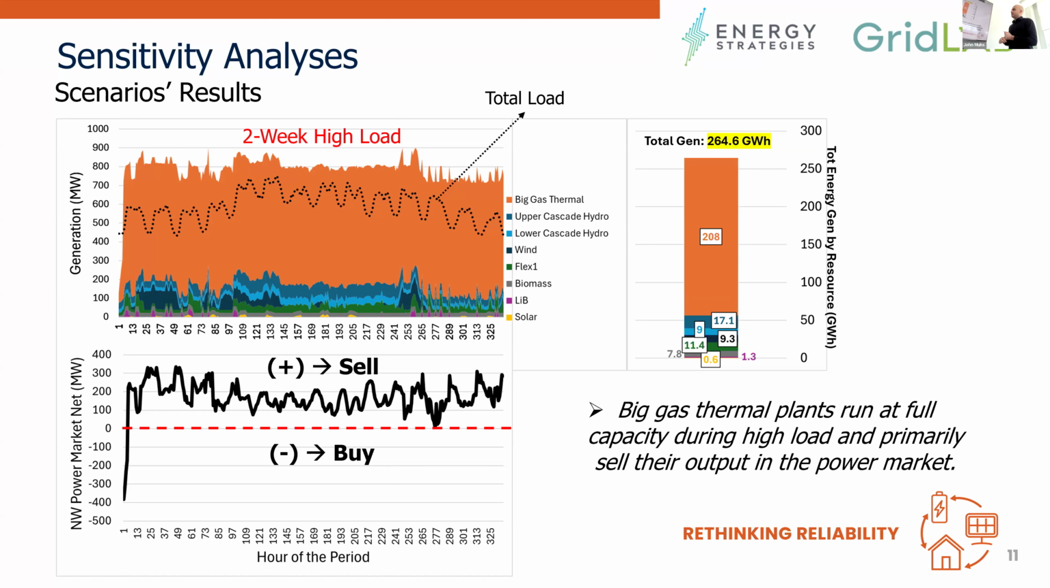And then we have the lower figure here, which shows the Northwestern power market net. Whenever this figure is positive, it means that the demo system is selling power to the market, and when it is negative, it's buying power. You can see for this scenario, most of the time it's positive. So we expect that the system is making huge revenue out of selling power to the market. And also you can see that the thermal plants are running at almost full capacity for most of the time.